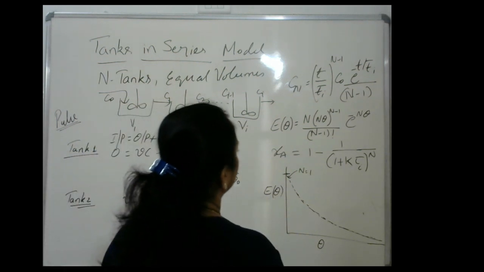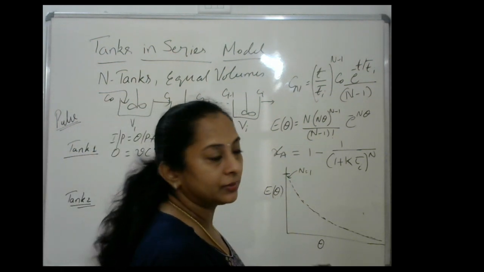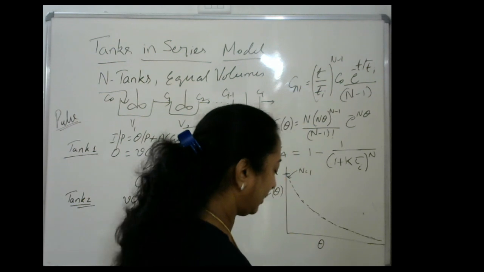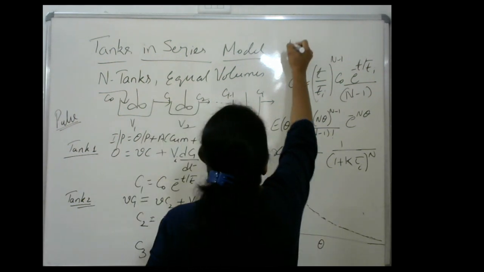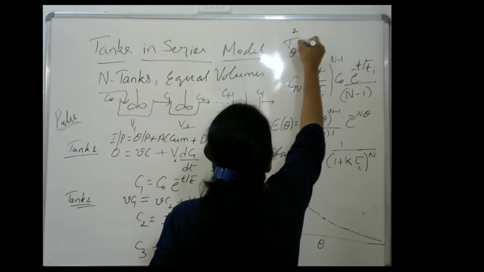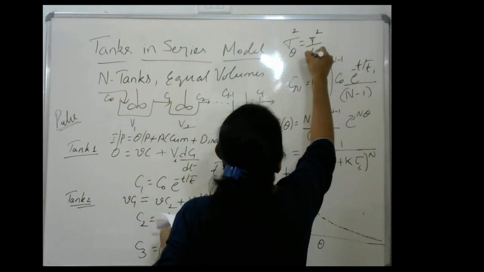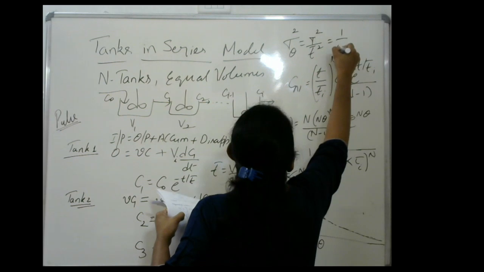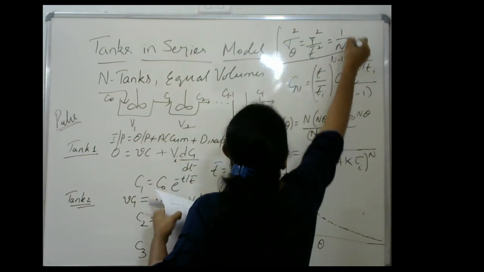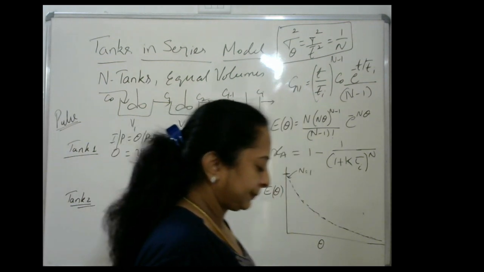And one last equation I should have written, from this, how to find the total number of tanks. That is sigma theta square. Actually sigma theta square is sigma square by t bar square. This is also equal to 1 by n, which you have to remember always.